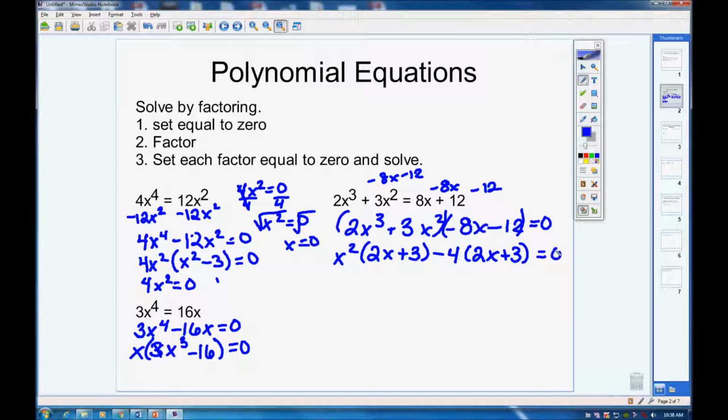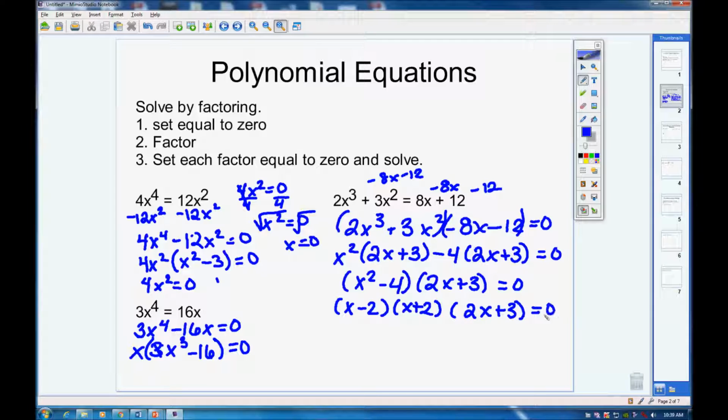x squared minus 4 times 2x plus 3. I also notice that this I can factor further. It is a difference of squares. x minus 2 times x plus 2 replaces the x squared minus 4, and then I have a 2x plus 3. So this problem is going to have 3 solutions. Set this one equal to 0, the x plus 2 equals 0, and 2x plus 3 equal to 0.